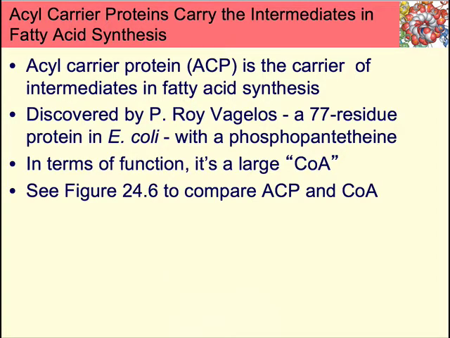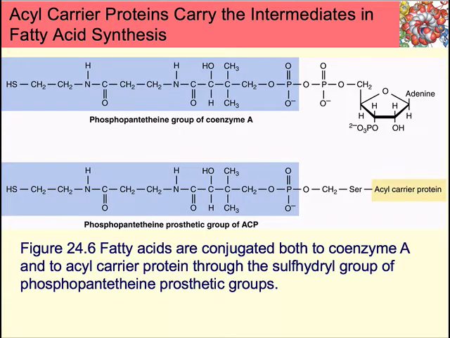In E. coli, the acyl carrier protein consists of 77 residues and has a phosphopantothenium group on it, which we'll see. In terms of its function, it's really just a large coenzyme A. Figure 24.6 compares the acyl carrier protein and coenzyme A itself. And here you see that both coenzyme A at the top and the acyl carrier protein on the bottom consist of a phosphopantothenium group linked to other moieties.